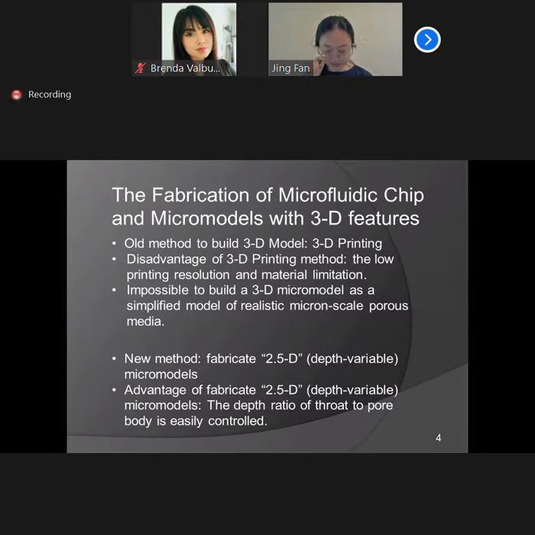For the fabrication of microfluidic chips and micro models with 3D features, they usually use the old method of 3D printing. However, 3D printing has a low resolution, and the printing resolution and the material are limited. So it's impossible to build a 3D micro model as simplified. So the new method is fabricating the 2.5D micro model, and the advantage is the depth ratio of the flow to the flow body is easier to control.